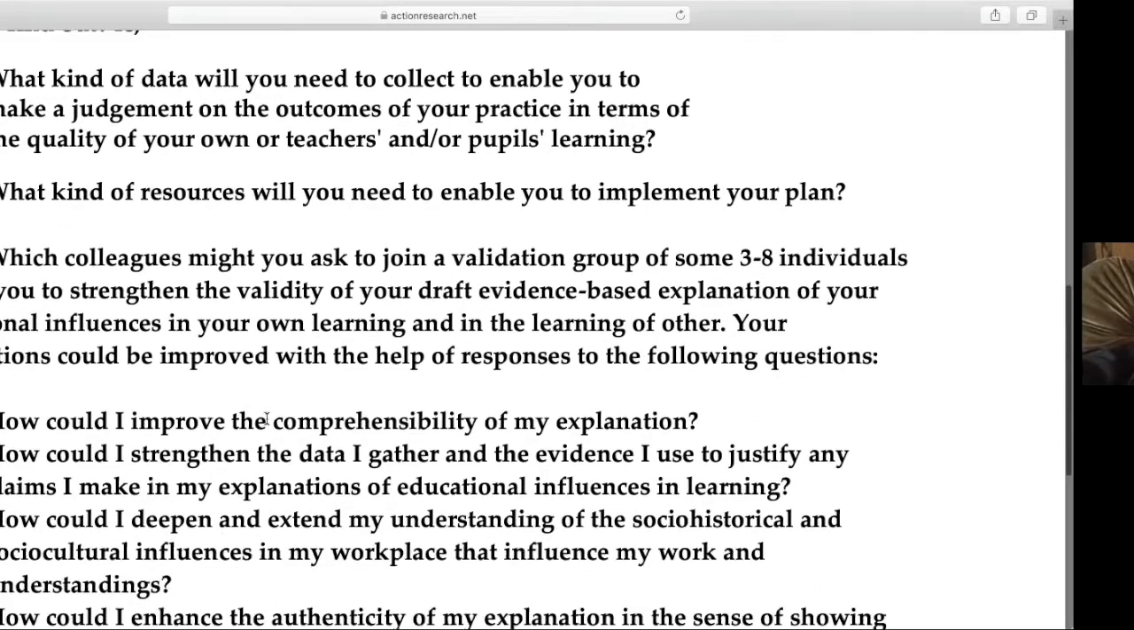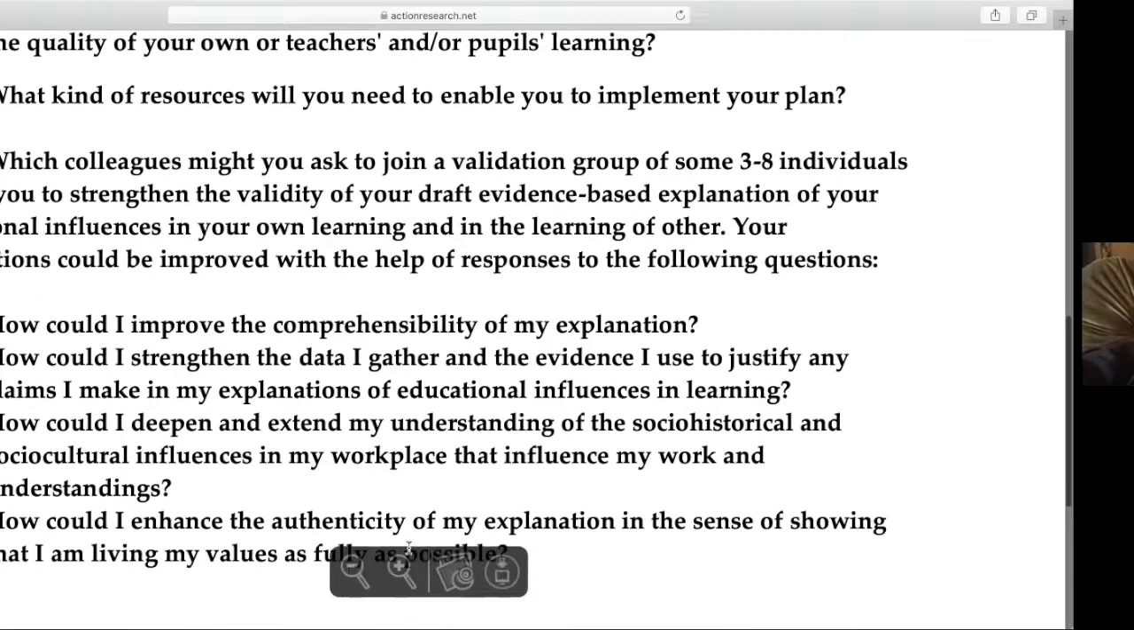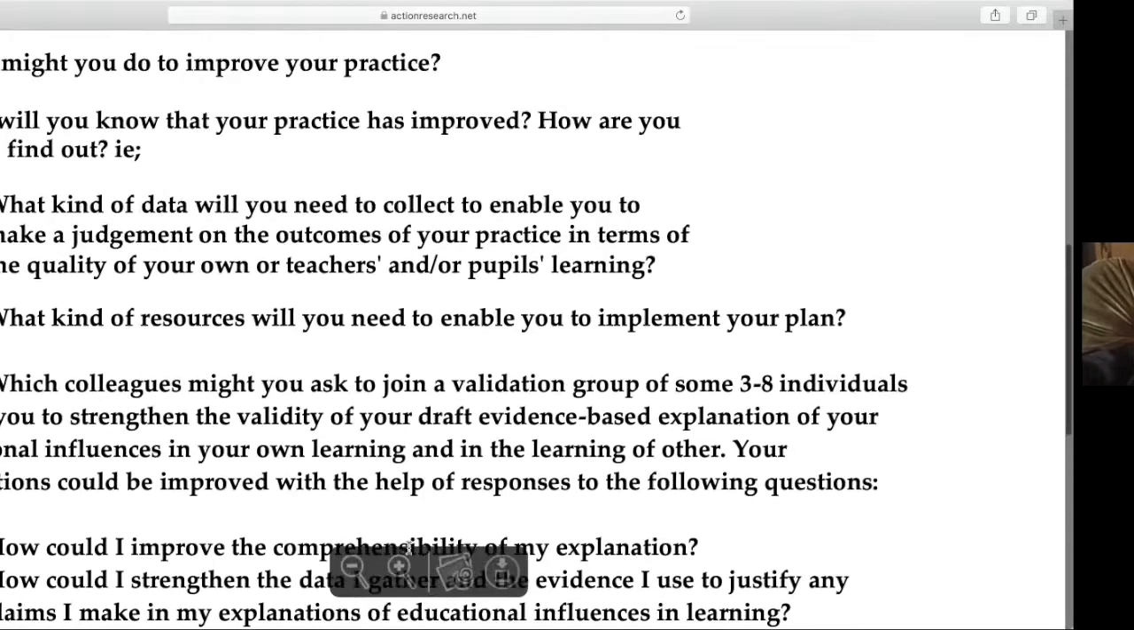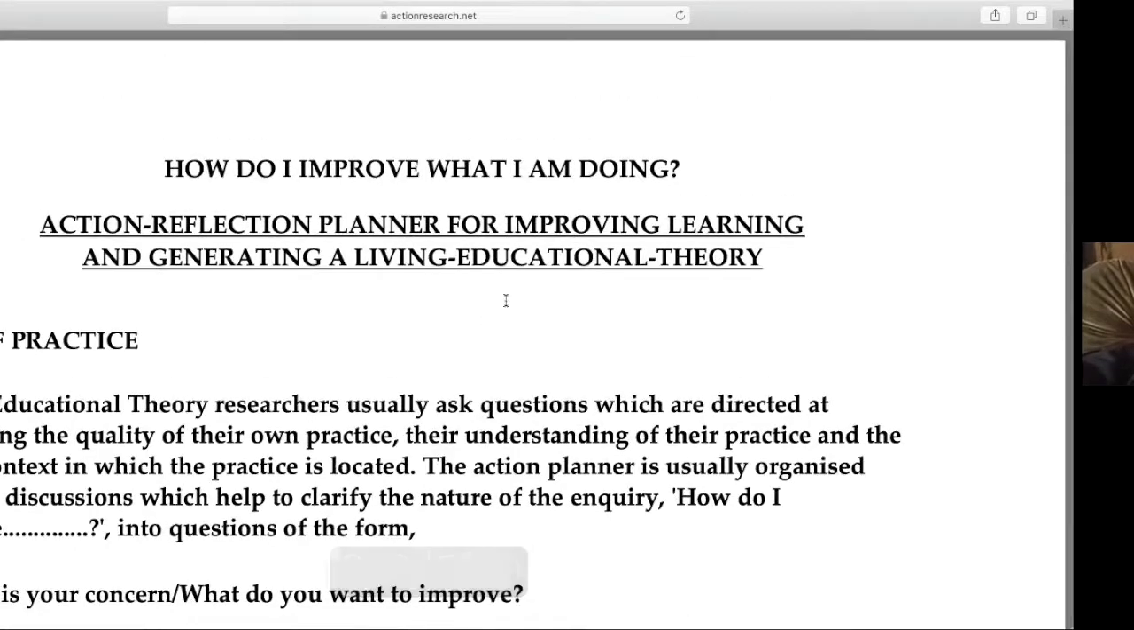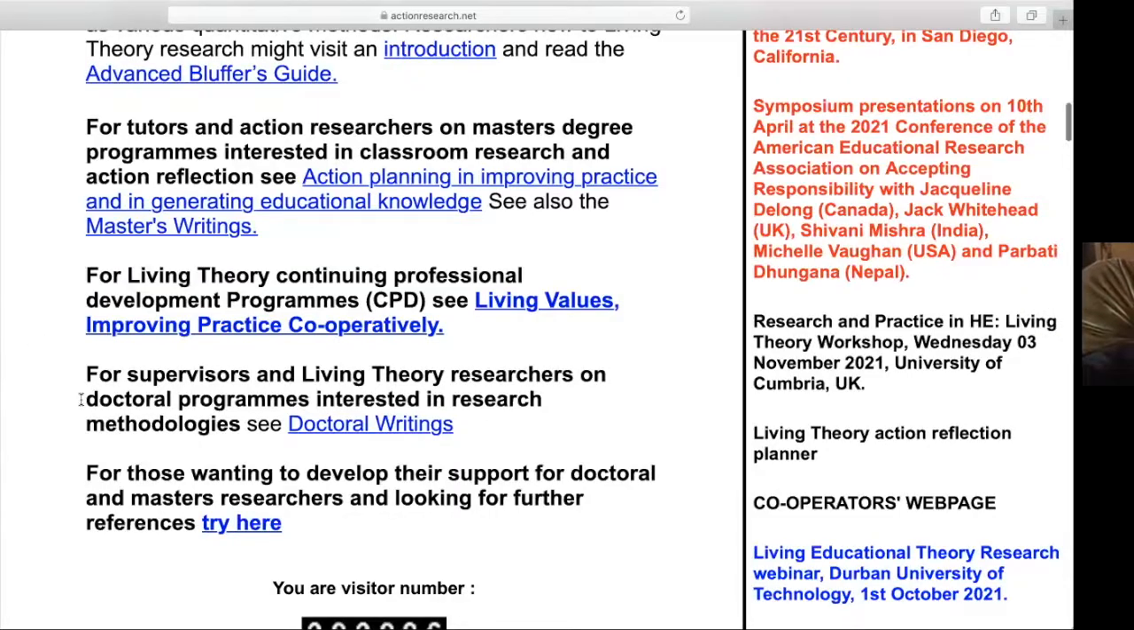And then I go through the importance of a validation group to ask those questions. But I often find within 20 minutes, groups of people can actually go through those questions for the Action Reflection Planner. And it helps to get that qualitative inquiry, how do I improve what I'm doing, underway.